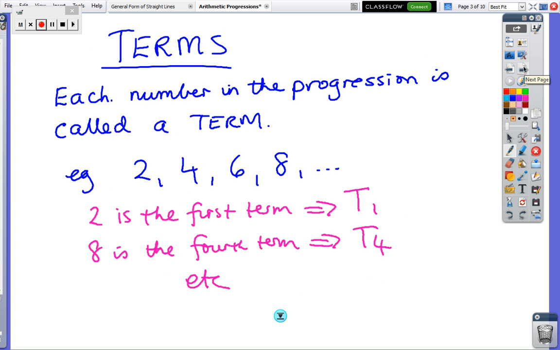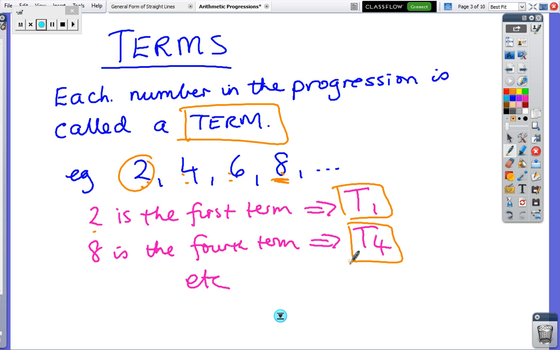Okay. So, looking at the numbers in the patterns, each number is called a term. So 2, 4, 6, 8. 2 is the first term, and so we call that T1. 8 is the fourth number in the pattern, the fourth term, so we call it T4. Okay, so copy and come across.